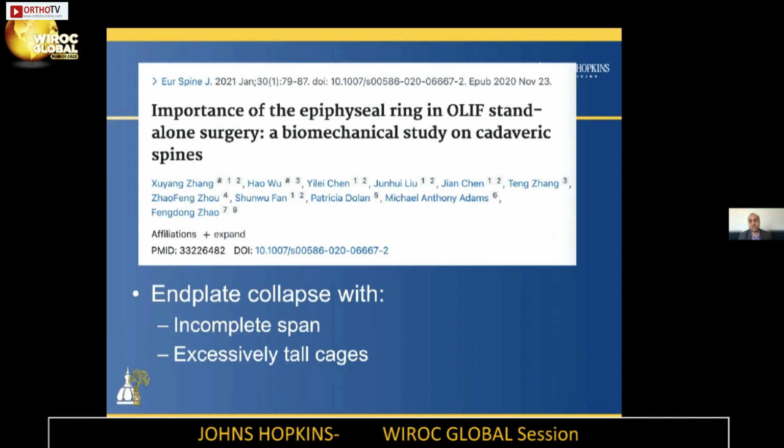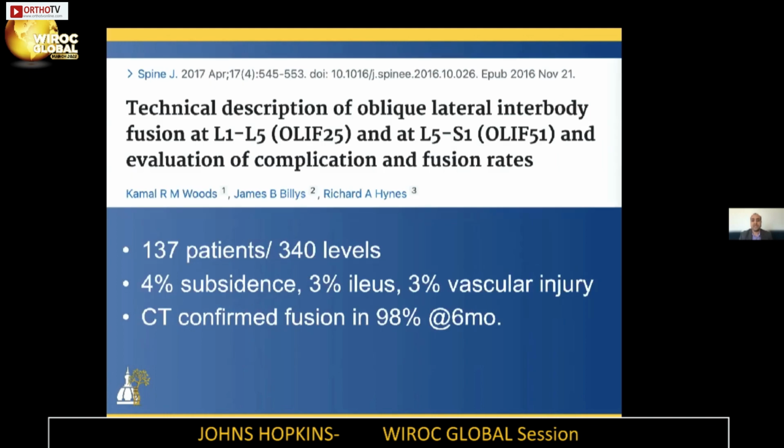It's important to also select the appropriate implant and think about where you're going to place the implant and how you're going to do it. End plate collapse can be a real problem because that can result in subsidence. So it's important to span the entire width of the apophysis. End plate collapse is most associated with incomplete span as well as excessively tall cages. If you put physiologically abnormal cages that are much taller than the adjacent levels, that can be a problem. And if you do this right, this can actually be a very good surgery.